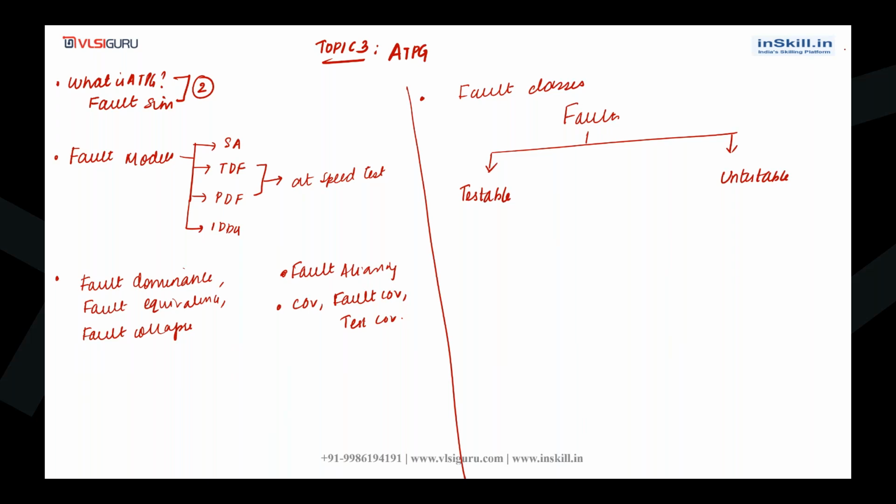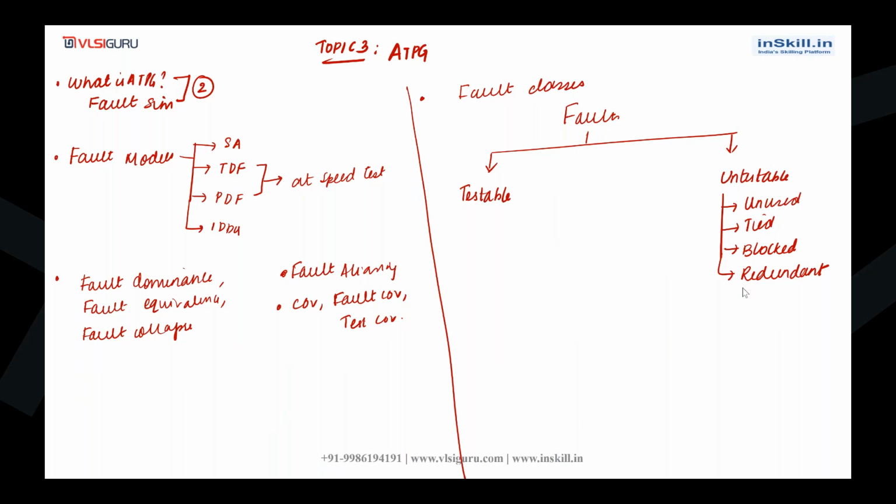In untestable, again, you have subclasses like unused, tied, blocked, and redundant. These are all the subclasses of the untestable class of faults. We'll try to understand each of these fault classes.